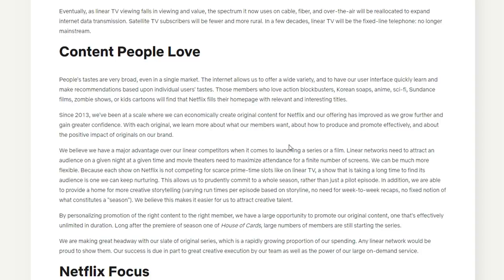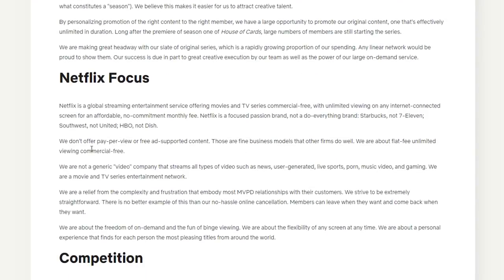Netflix wants to satisfy people with a wide range of content. They have Netflix's focus. This is the part where they are focused on one specific goal. And part of this, it says that Netflix is a focused passion brand, not a do-everything brand. Starbucks, not 7-Eleven. Southwest, not United. HBO, not Dish. We don't offer pay-per-view or free ad-supported content. Those are fine business models that other firms do really well. We are about a flat fee, unlimited viewing, commercial-free.